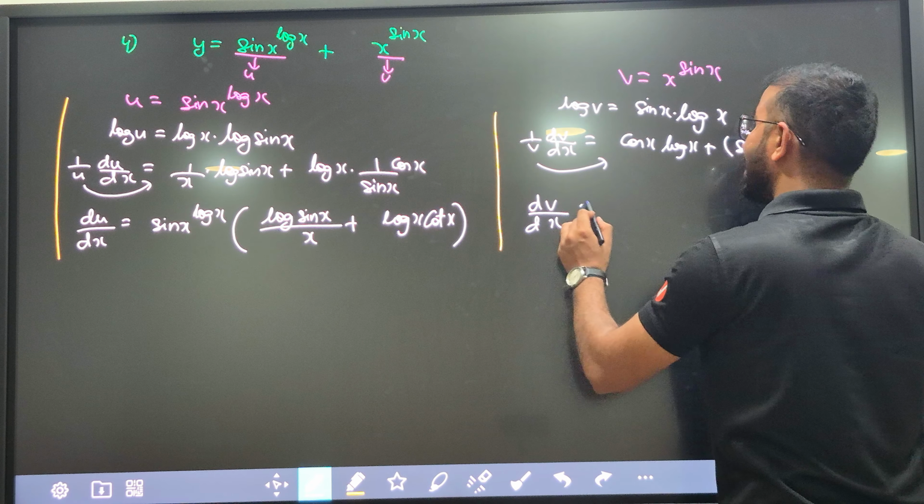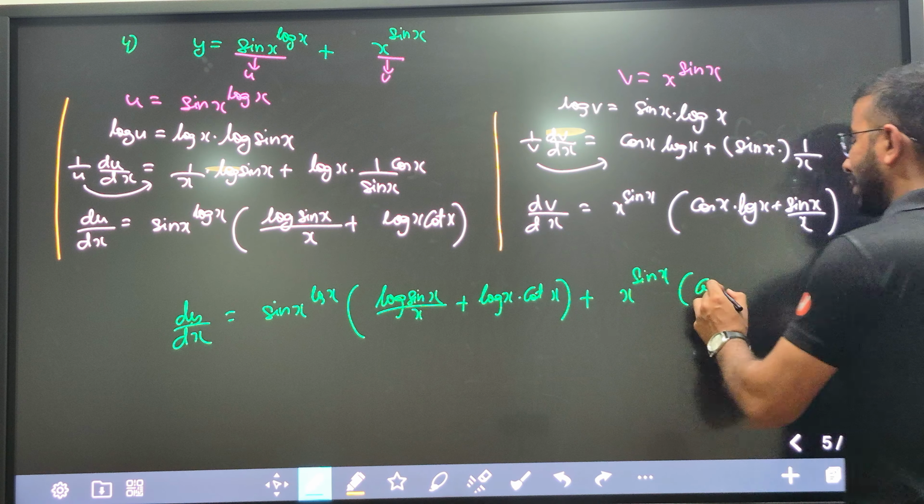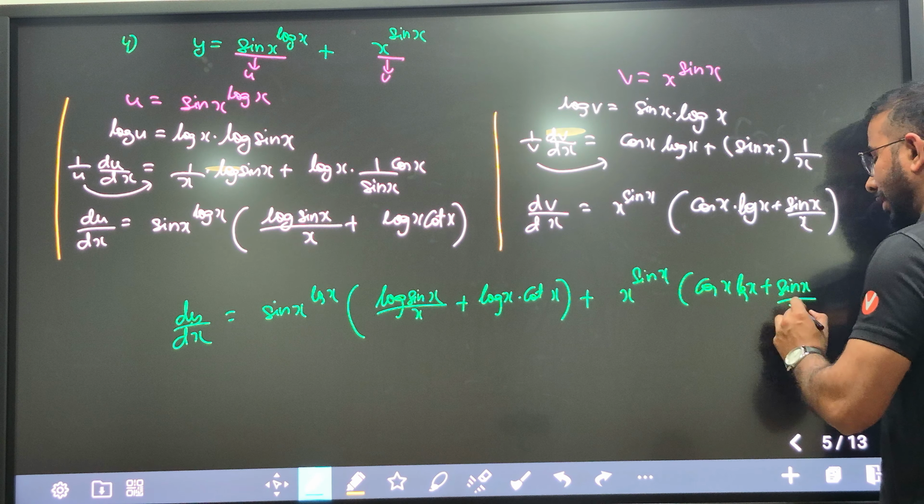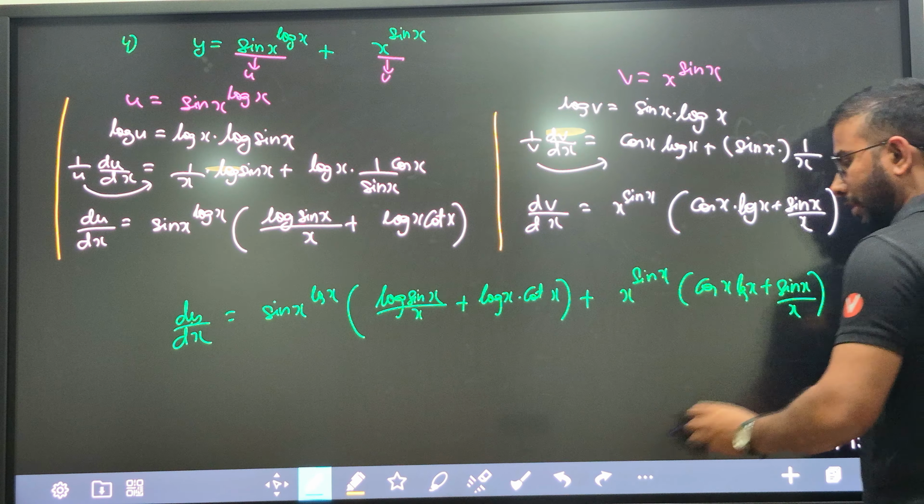So now the final step is to add both of them. So dy by dx is equal to adding both of them: sin x power log x into log sin x by x plus log x into cot x, plus x power sin x into cos x log x plus sin x by x.